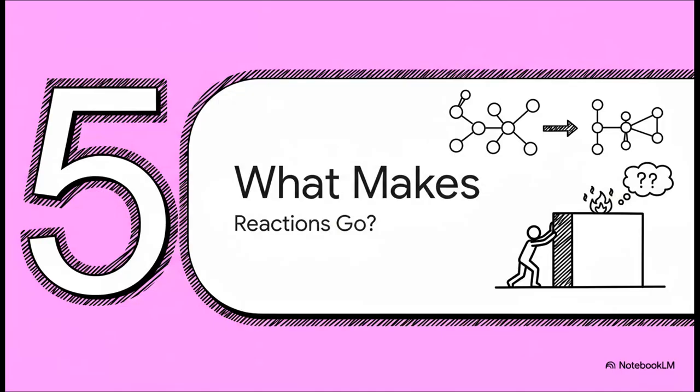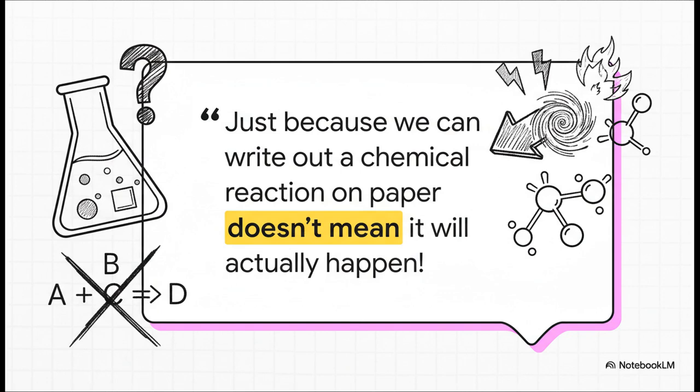new reactions. Okay, so we've learned the language, we know the big rule about balance, and we know the basic story types. But there's one last really crucial piece to this whole puzzle. Just because you can write an equation on a piece of paper, does that actually mean the reaction is going to happen? And this brings us to this huge concept.